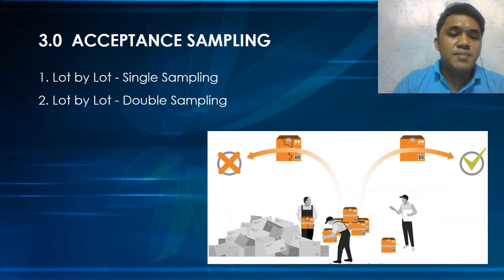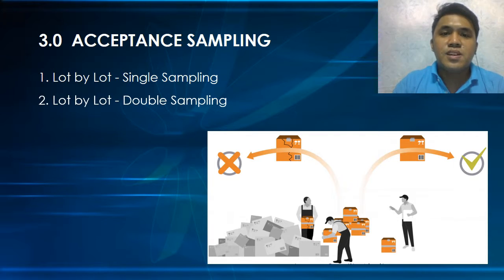Second is the lot by lot double sampling. It is used if there is not a clear accept or reject decision from inspection of the first sample. A second sample is taken and the decision is made based on the results of the combined samples.